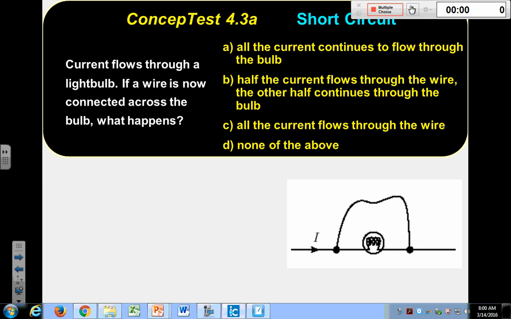Okay, so here current flows through a light bulb. If a wire is now connected across the bulb, what happens? So I have a light bulb, then I take a piece of wire and I connect it across the bulb. Before, I just have a light bulb, and then I add that wire connecting one point before the bulb to one point after the bulb.